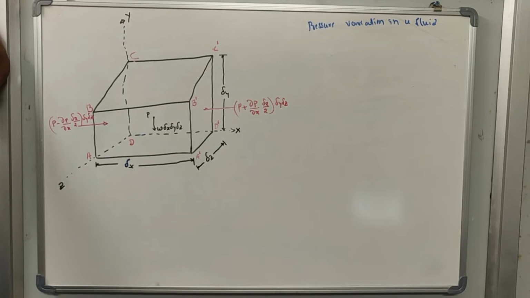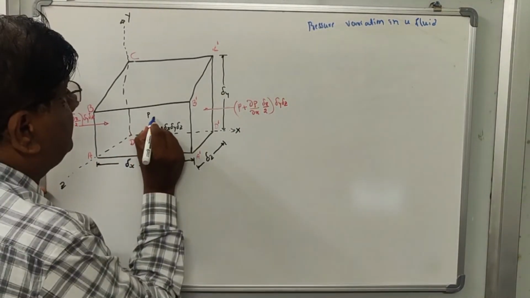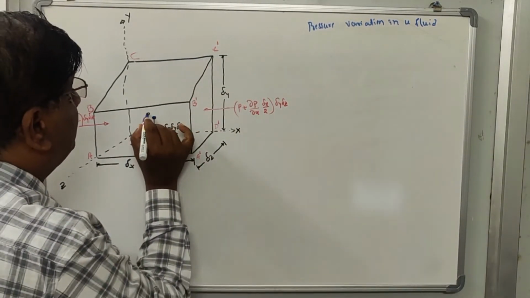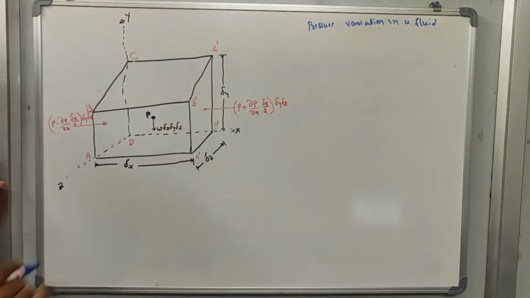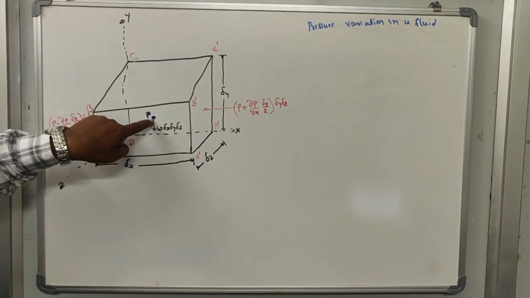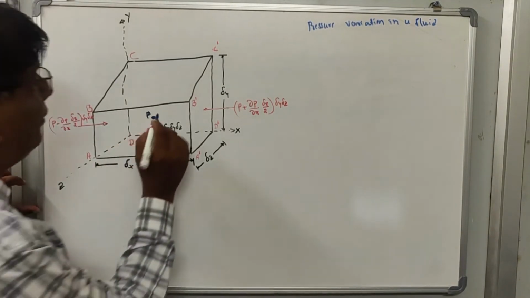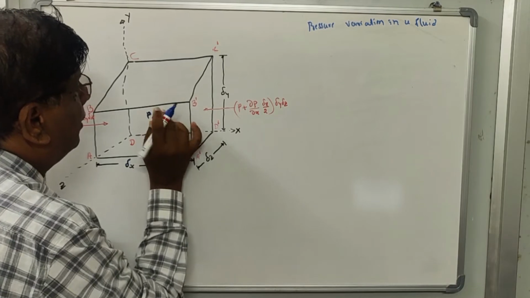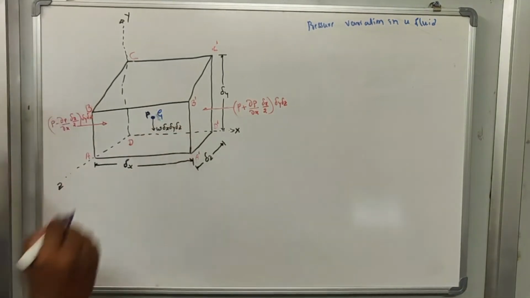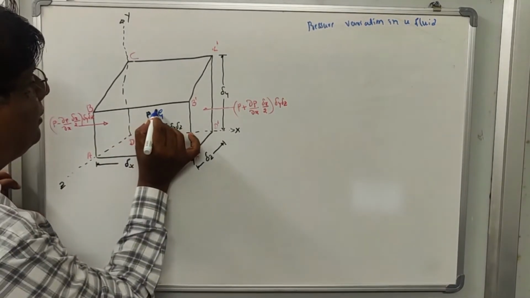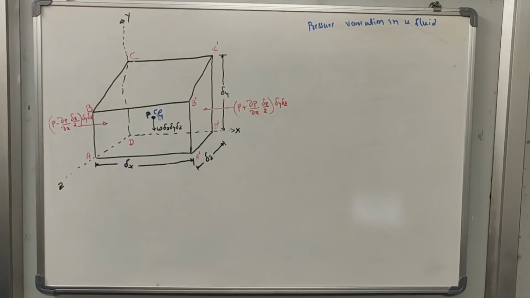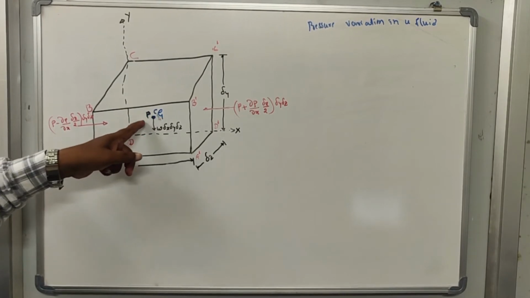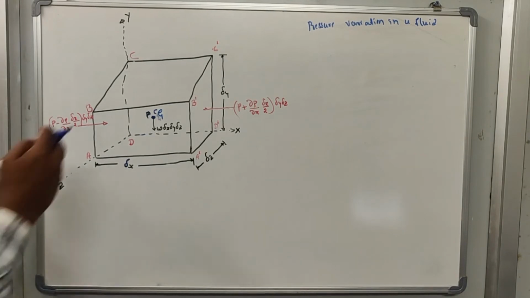Okay, so let us consider this is the central point of this parallelopiped. At this central point, the pressure intensity is P. This point is the central point, or point G, the CG point, that is the centroidal point of this parallelopiped, and the pressure intensity acting at the centroidal point CG is P.